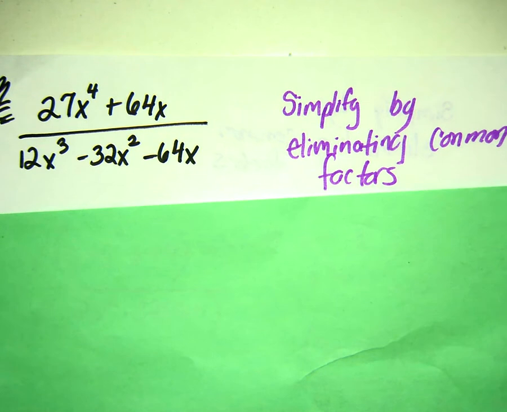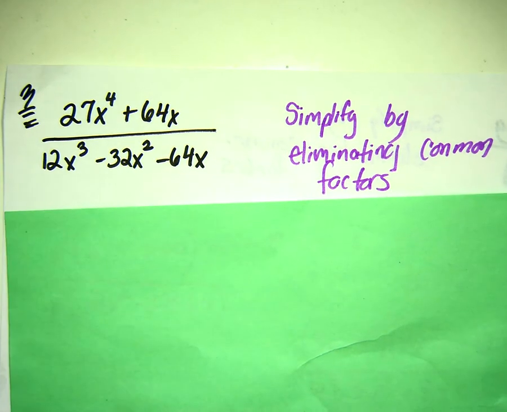Be mindful that rational expressions can be simplified to make them even smaller, but it takes some time to actually look at it. So here goes yet another one. This is example number 3. Once again, you have it as a fraction. So you have 27x to the 4th power plus 64x over 12x cubed minus 32x squared minus 64. So that's just a lot all by itself. So we're going to simplify it by looking for the common factors. So take a moment to see what can go into 27 and 64. Then, what can go into 12, negative 32, and 64 in the denominator.